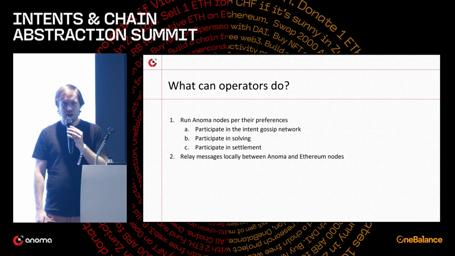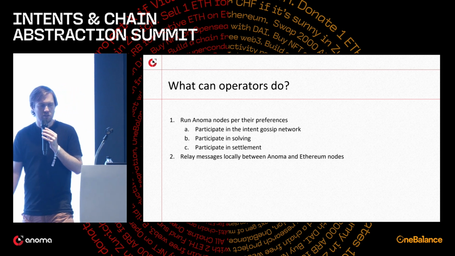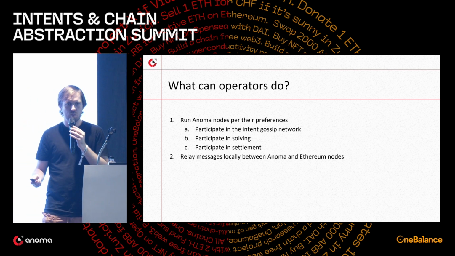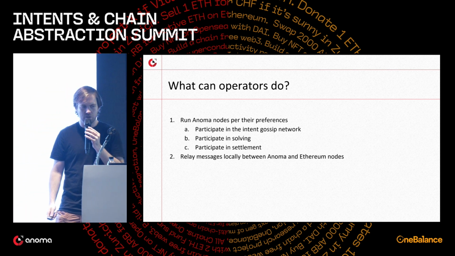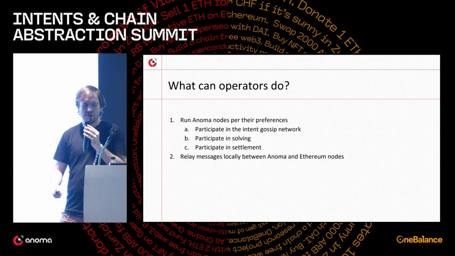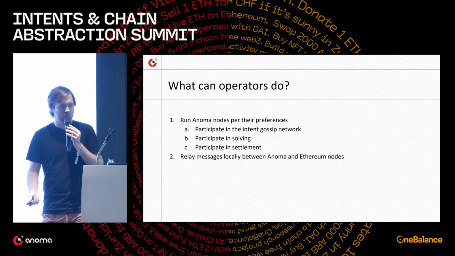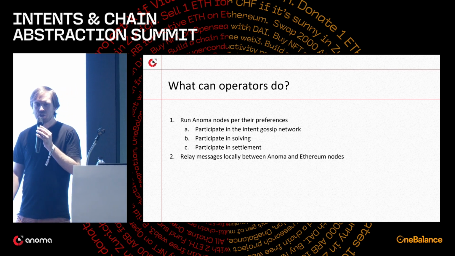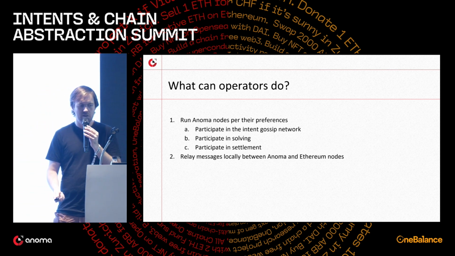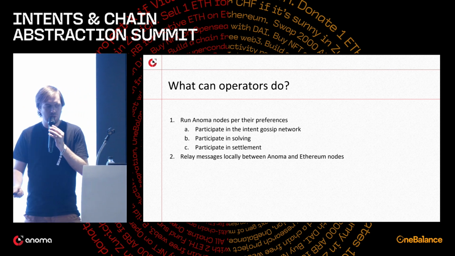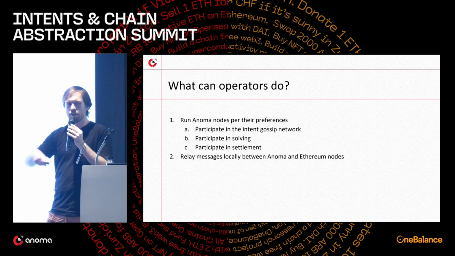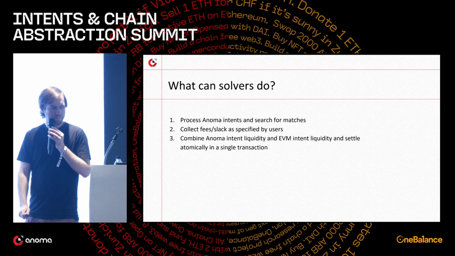What can operators do? By operators, I mean different parties in the ecosystem who basically just want to run infrastructure, who want to run nodes, who want to participate in peer-to-peer networks, who want to run solvers. Well, I'll do solvers separately, but operators want to run infrastructure. They might want to provide storage services, right? Operators can run Anoma nodes, and they can configure them to engage in network interactions per their specific preferences. So they can configure their nodes to participate in the intent gossip network, to participate in solving, to participate in settlement. And operators can also relay messages between Anoma and Ethereum nodes, including running locally on their physical machine, right, which is pretty low latency.